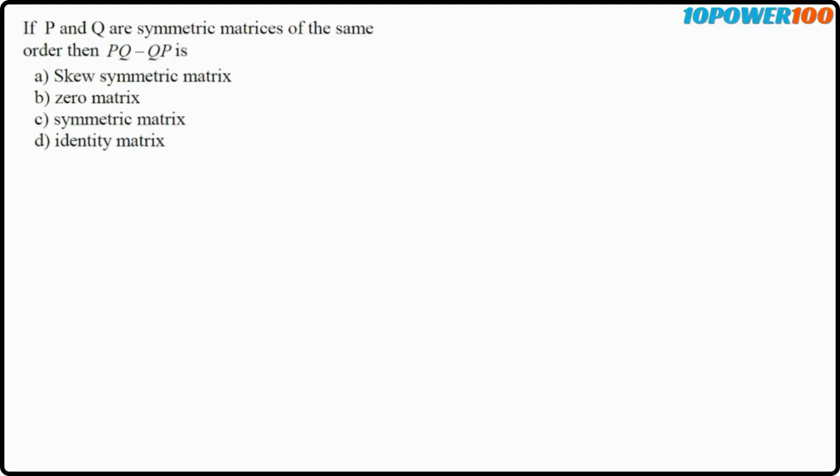Next question. If P and Q are symmetric matrices of the same order, then PQ minus QP is. So here they have given P and Q are symmetric matrices. That means after taking the transpose, P dash becomes P and Q dash becomes Q, because they are symmetric matrices. Let's see how to solve this. I'm going to take PQ minus QP the whole dash, taking a transpose for the full term.